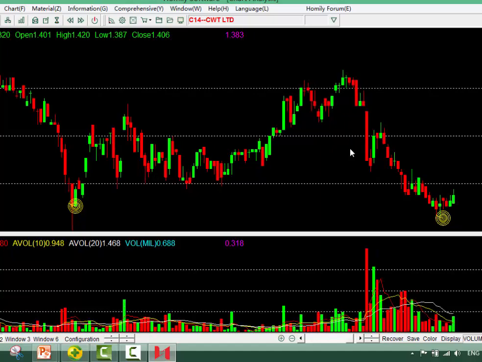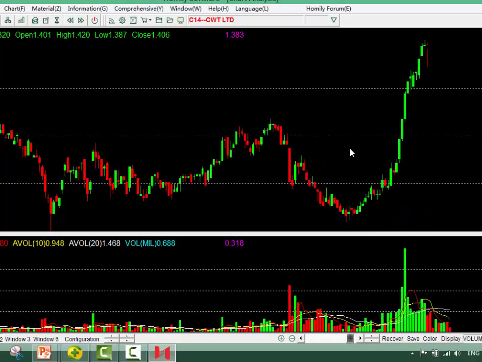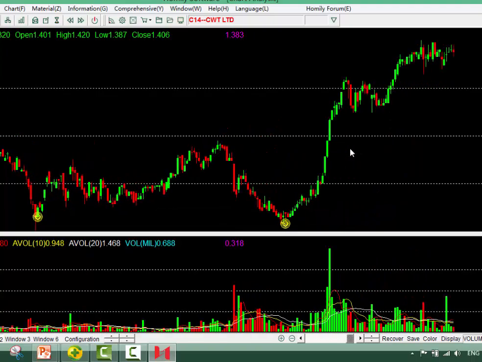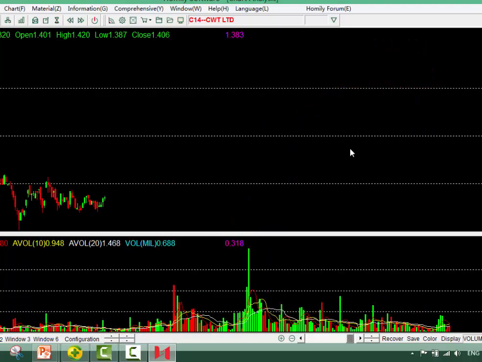I see that if you use this method to judge your stocks, you can make profit. So we can see this one. This is another low point. Can we confirm or not? Yes, we can confirm. This is another low point. Then here, can we buy or not? Because this is the flat bottom, so can we buy or not? Yes, we can buy.